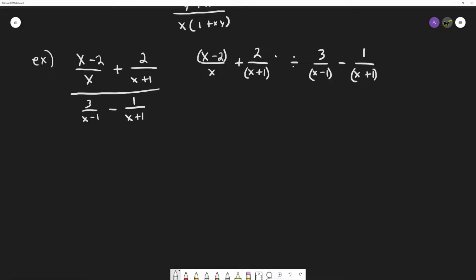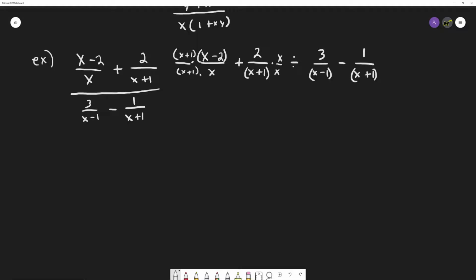So let's start with the left side. Left side of this division symbol, in order to add these fractions, we have to get common denominators, same thing as before. It looks like the left side has an x, but it doesn't have x plus 1. The right side has an x plus 1, but it does not have an x. So we're going to multiply this fraction by an x plus 1 in the numerator and the denominator. And over here we'll multiply this fraction by an x on the top and the bottom, just like that.